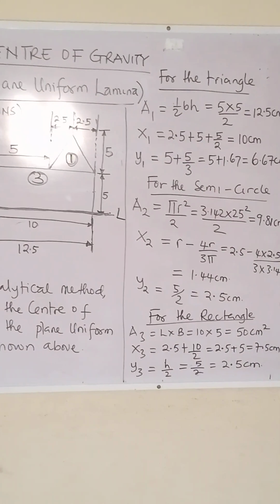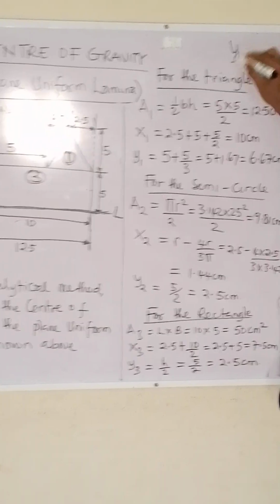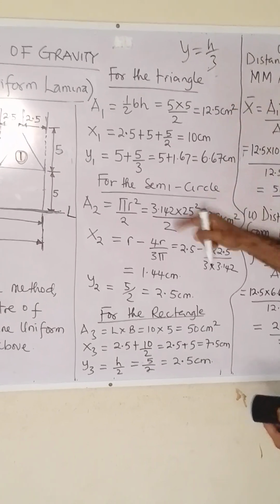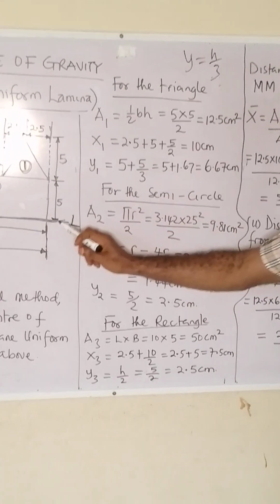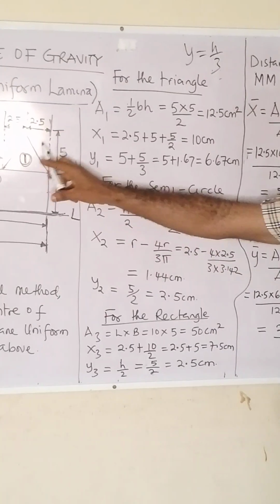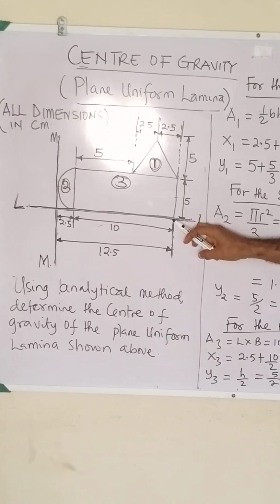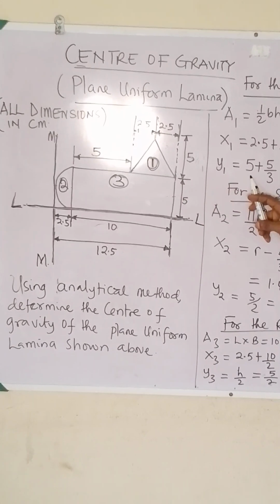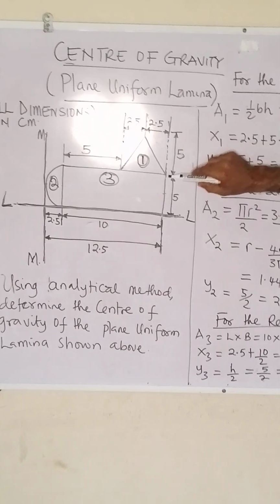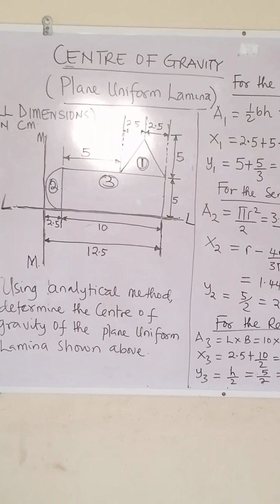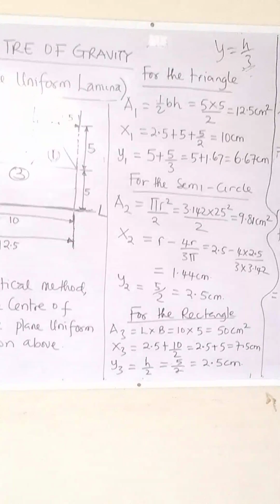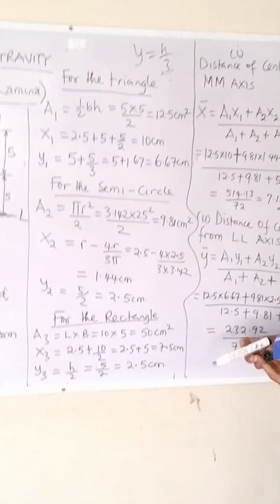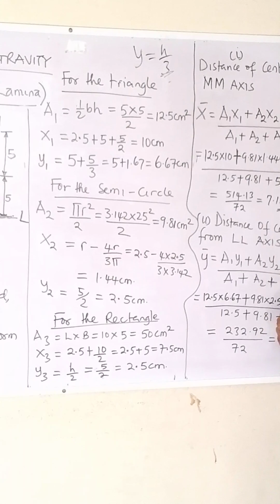And of course, we know for a triangle, when you are considering the y, it will be h/3. And so that's why we have this to be 5 divided by 3. Because this is a reference point for the y, and we are considering this other shape, we take from here to here first, which is this 5, plus the main shape we are considering now, which is 5, and the formula is that we divide it by 3. So that's why we have 5 divided by 3. So 5 plus 5 divided by 3 will give us that answer, which is 6.67. And so that is for the triangle.